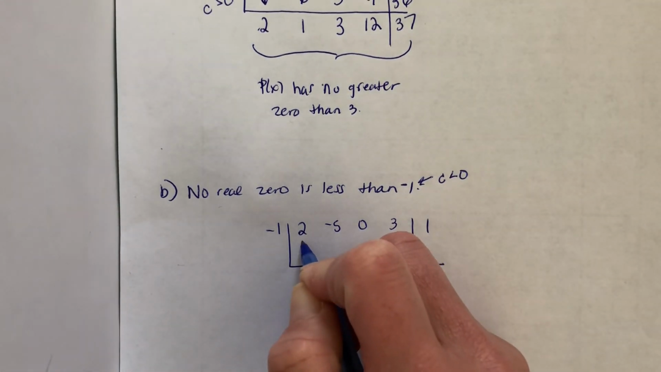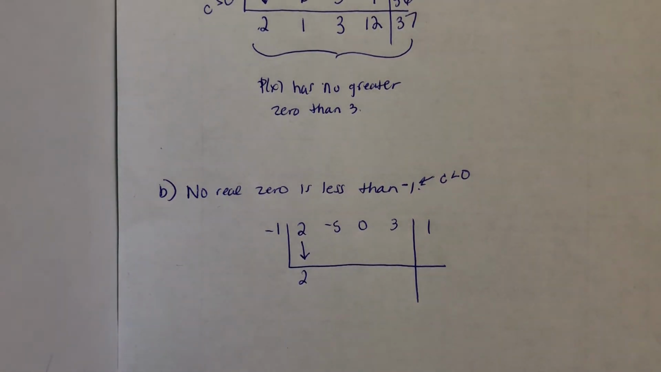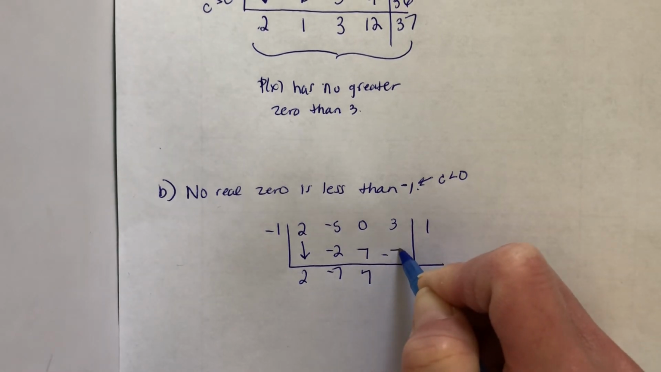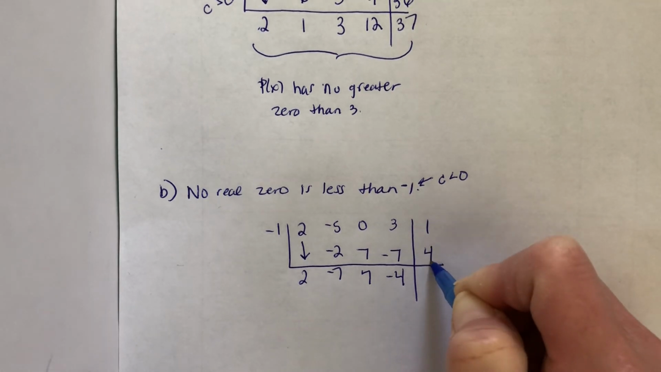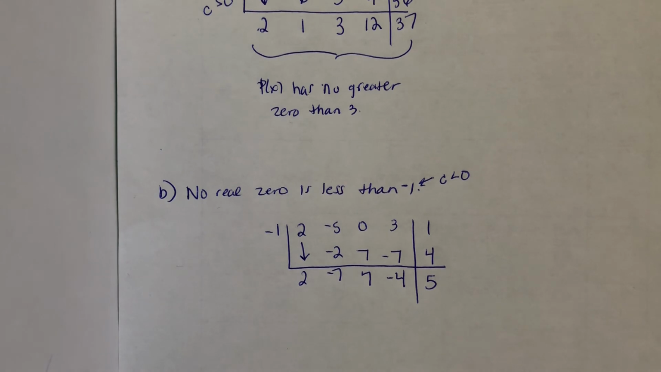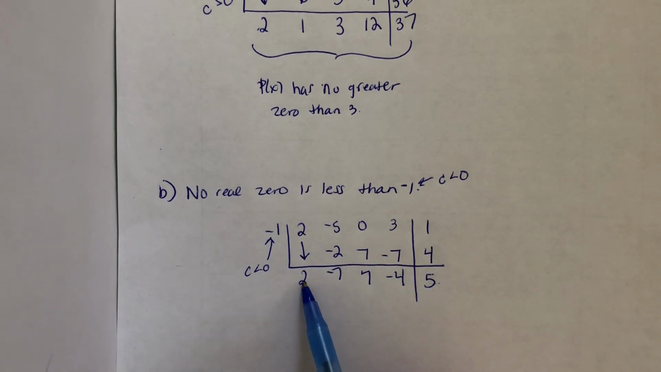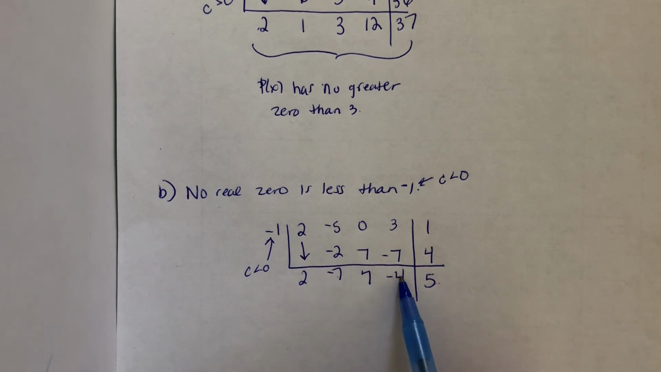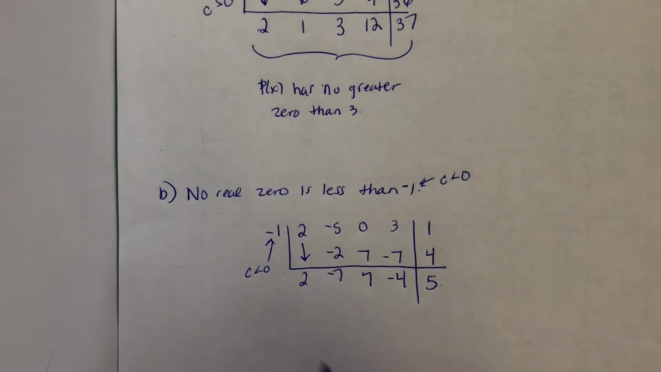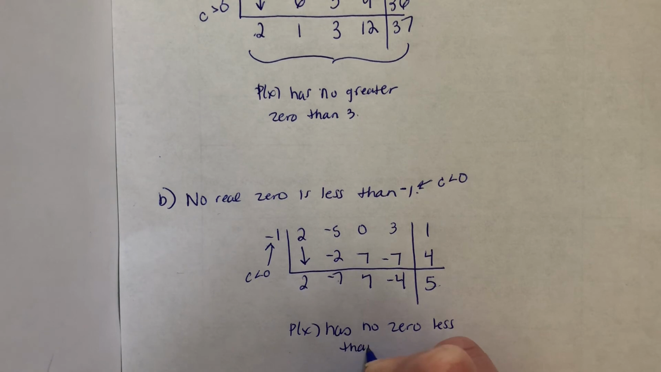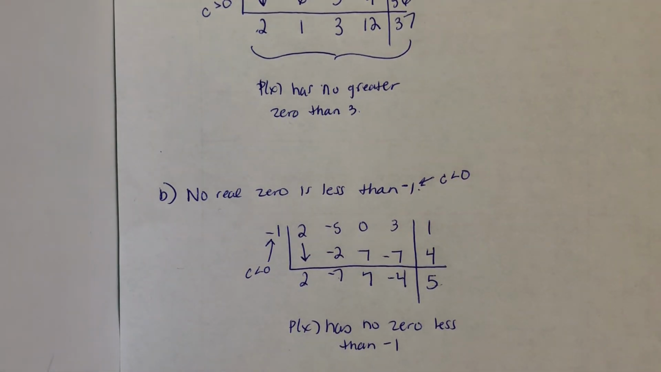So again, feel free to stop the video and do the synthetic division on your own just to see if you can do it without my help. So now that the synthetic division is done, just following along with that second bullet that I had, when c is less than 0, that's what that is, and the bottom row of synthetic division shows that the numbers here are alternating sign, positive to negative, negative to positive, positive to negative, negative to positive. Then it's showing that p of x has no zero less than -1. And that's all that the boundedness theorem shows you.